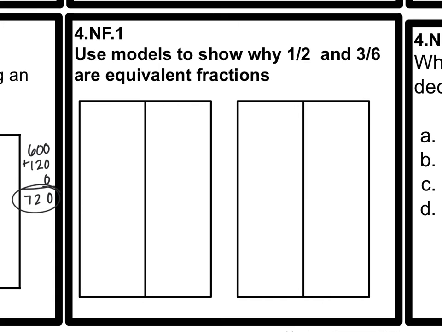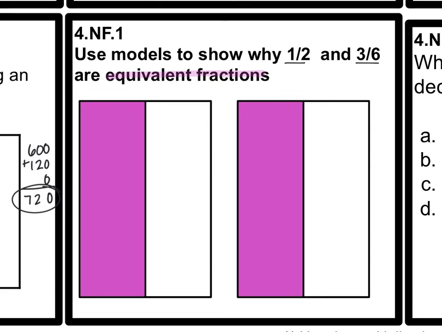Next, use models to show why 1/2 and 3/6 are equivalent fractions. What I'm going to do is take what I know, and this should be super easy. I'm going to take this 1/2 and make it into here. So I'm going to shade 1 out of 2 pieces, because that is what 1/2 signifies. We are shading 1 piece out of a total of 2. Now, I also know that 3/6 is an equivalent fraction, meaning that they're the same, so they should be shaded the same. So I'm going to shade them the same right away.